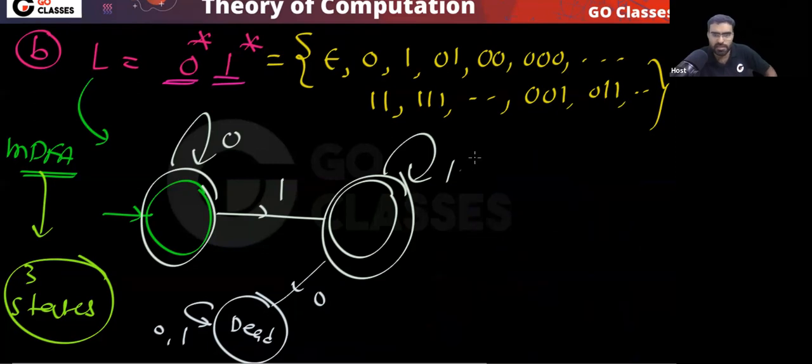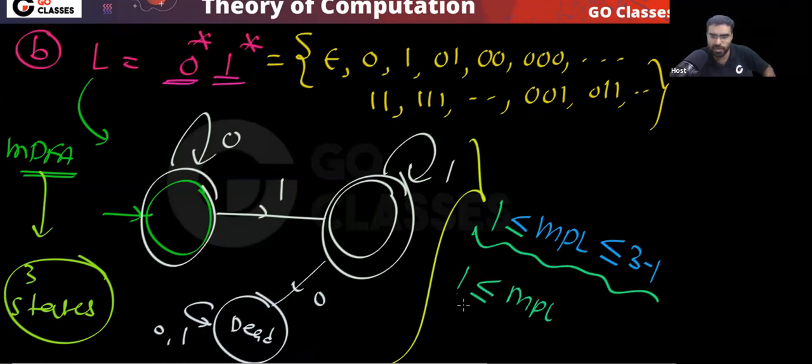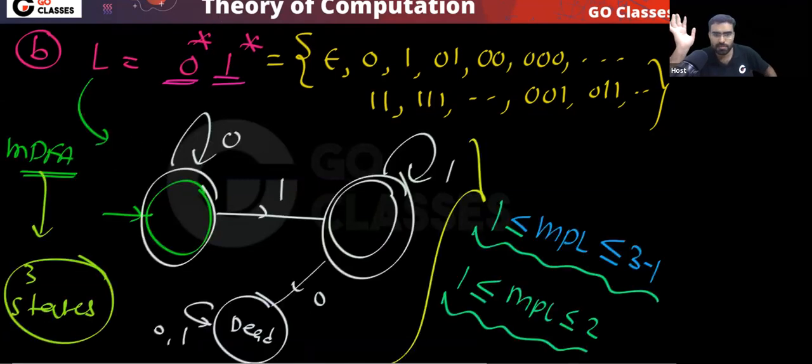So I can simply say that you have to check the minimum pumping length. It will be less than or equal to 3 minus 1, and strictly greater than the length of the shortest string plus 1. So this is the range you have to check. The minimum pumping length will be from 1 to 2. You only have to check 1, 2. Do you have to check p equal to 3? No. Can you guarantee p equal to 3 will work?